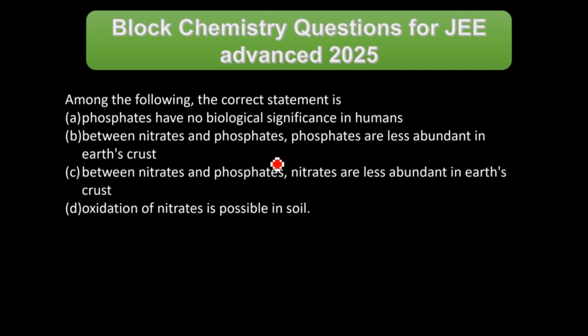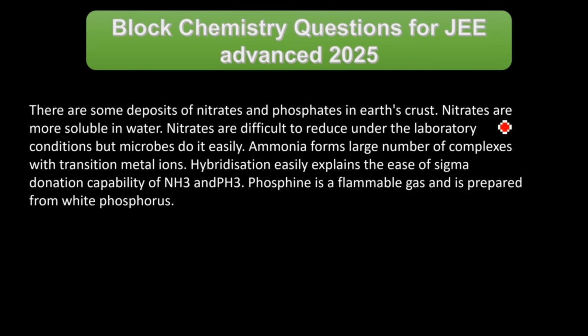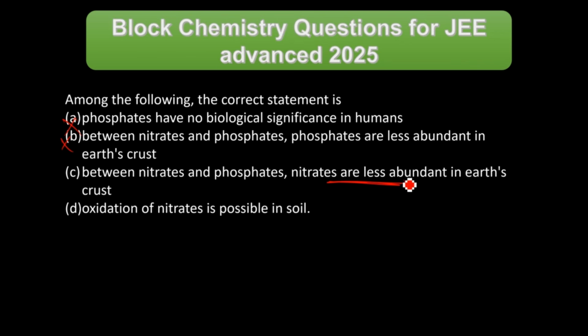So question 1 is, among the following which is correct? Phosphates have no biological significance in humans. No, that is not true. Then, between nitrates and phosphates, phosphates are less abundant in earth crust. No, this is also not true. Then comes, between nitrates and phosphates, nitrates are less abundant. So if we can see the passage given, nitrates are more soluble in water. So which makes nitrates less abundant on the earth crust. So which makes C the right answer. Oxidation of nitrates is possible in soil.